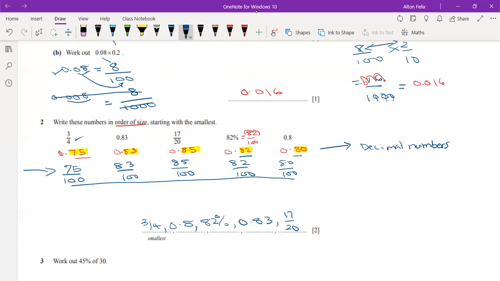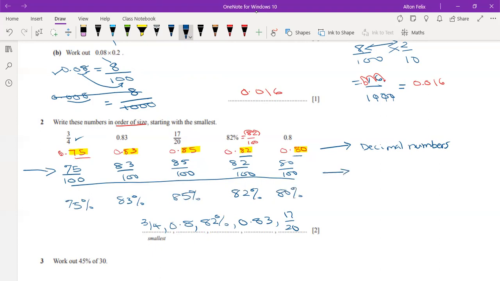Right, and last but not least, you can express each of these numbers as percentages. So 3/4, which is 0.75, is the same as 75%. This one will be 83%. Of course, you multiply your decimal numbers by 100 to convert to a percent. 0.85 by 100 is 85%. This one is already stated as a percent, 82%. And finally, this one will be 80%.